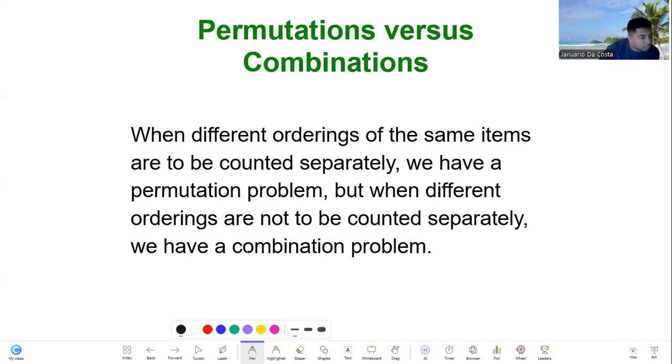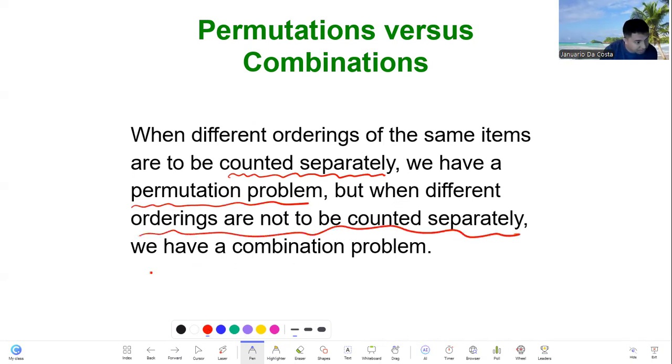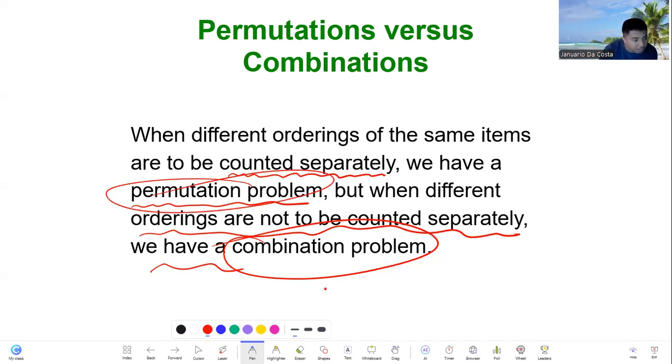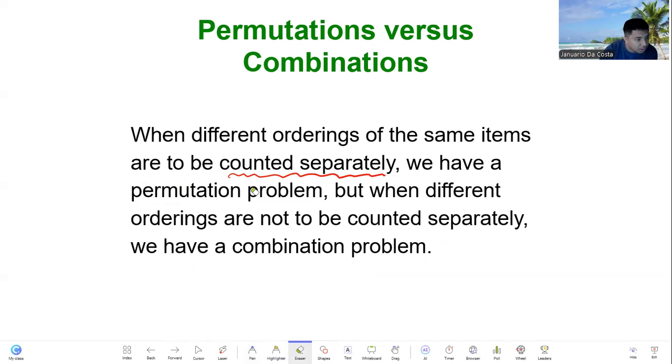So when different orderings of the same items are to be counted separately, we have a permutation problem. But when different orderings are not to be counted separately, we have a combination problem. So this is very important for you to distinguish between the two. The first thing you need to do is ask: is this a permutation problem or a combination problem? But in permutation, you have two formulas.